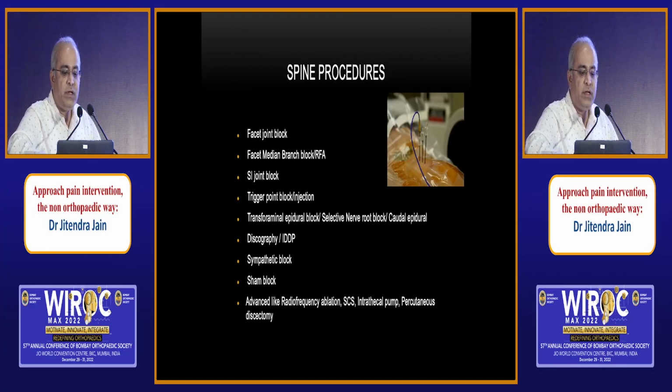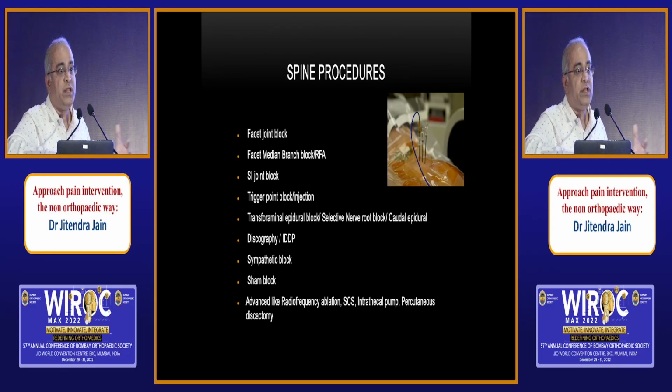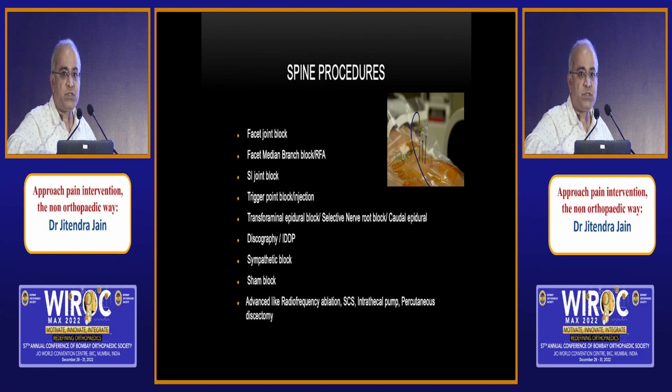So commonly done procedures: facet joint block, median branch block, SI joint block. Trigger point injection is actually a very useful modality, which we tend to ignore in clinical scenarios, especially in patients whom we label as having non-specific back pain. Some of these patients might just have tender muscles or trigger muscles, which can be addressed with just local anesthetic, and they might be much better. Once the pain improves, obviously you can push them on to rehabilitation.